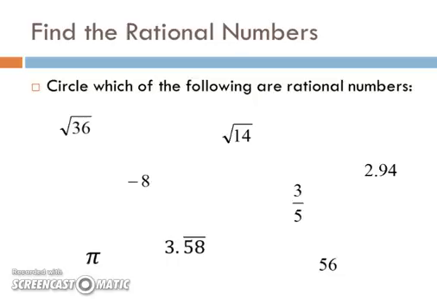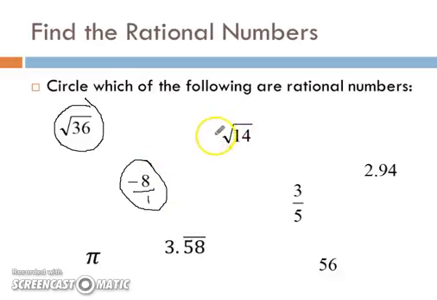So let's take a look at some rational numbers. I want you to take a look at this list of numbers and think about which ones you would identify as rational numbers. Going through the list, I have the square root of 36. Square root of 36 is 6. I can write that as a fraction, as 6 over 1, so this one is rational. Negative 8 is rational because I could write it as negative 8 over 1, so that's a rational number.